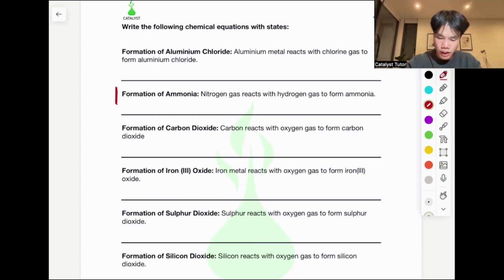Formation of ammonia. What's ammonia? Anyone know what ammonia is? Is that NH3? NH3. Good. Closely related to ammonium. Don't get them confused. Ammonium has a positive charge and has 4 hydrogens. Okay.